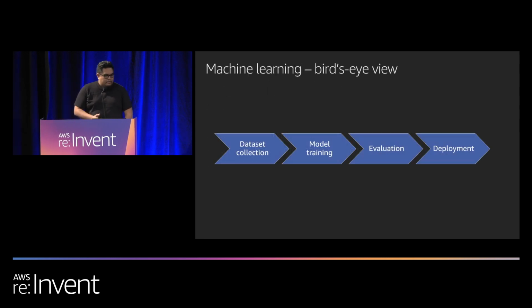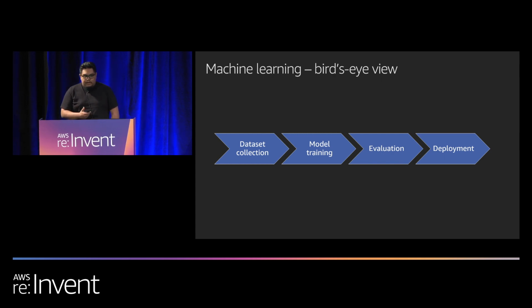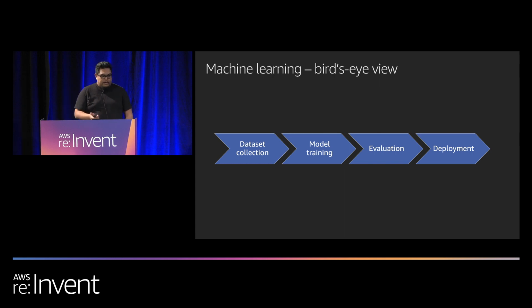But in general, regardless of your machine learning task, your workflow looks something similar to this. Essentially, first, you want to collect data that's relevant to your task. Then you want to train a model using these examples. You want to evaluate your model to determine how well it performs. And then once you have a good enough model, you want to deploy that into production. And for us, that's either integrating it into our app or putting it into a web service.